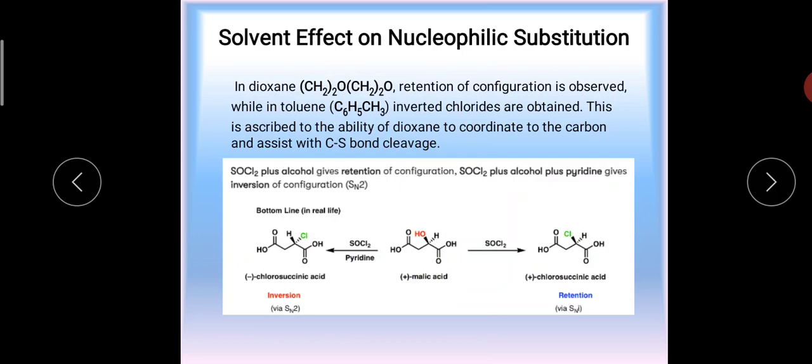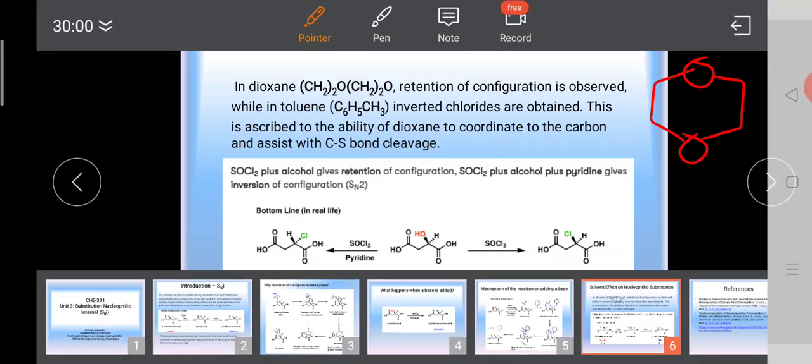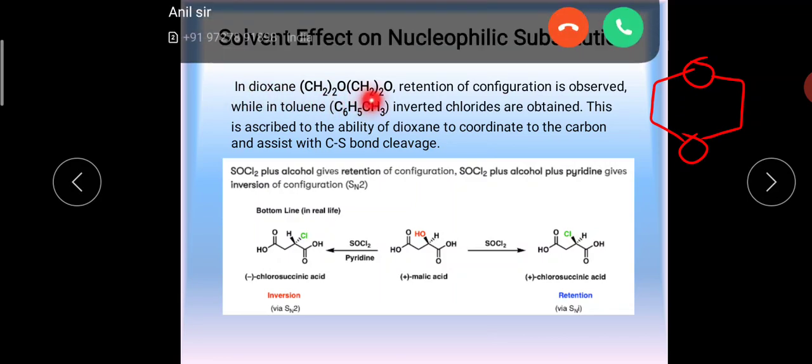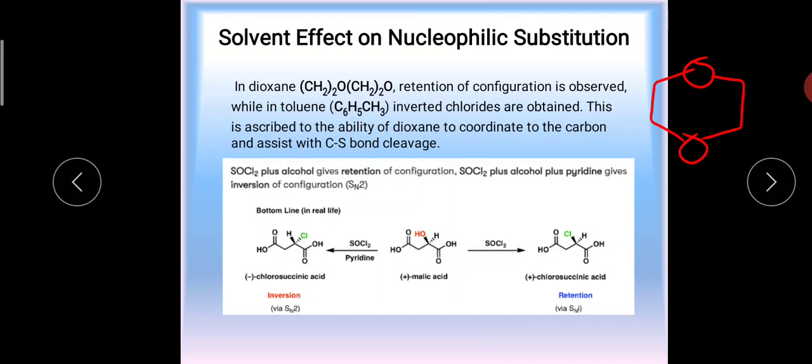Now, it has also been observed that certain solvents also affect the mechanism of this particular substitution. For example, if you take dioxane, let me draw the structure of dioxane for you. It's something like, I have two oxygens. It's a cyclic heterocycle. You have CH2, CH2, oxygen, CH2, CH2. So if dioxane is used as a solvent, then retention in configuration is observed.